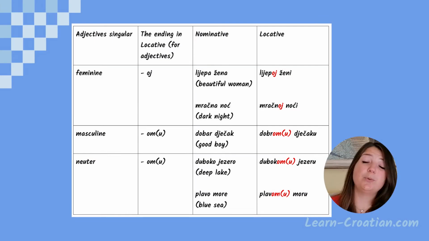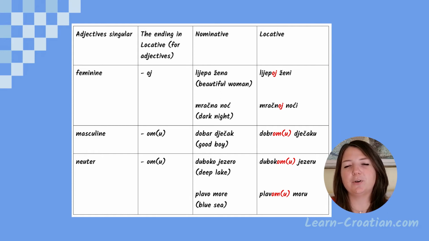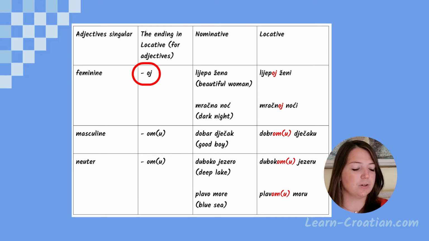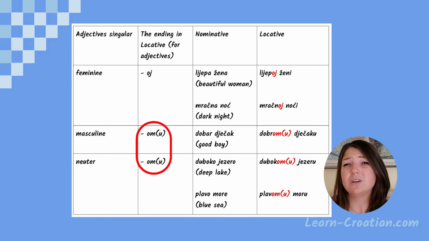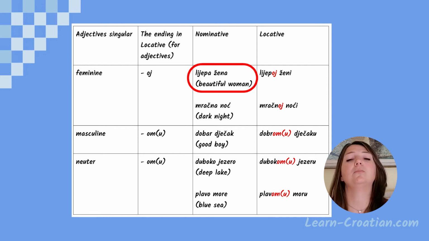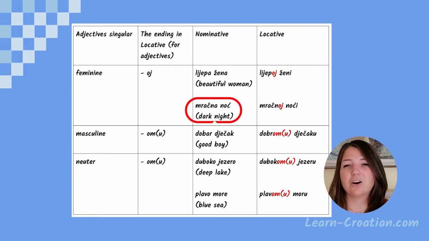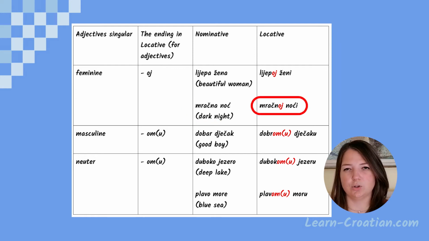Adjectives are quite simple, actually. The ending for the feminine locative adjectives is oj, and the endings for the masculine and the neuter are om or omu, if you want to emphasize the adjective. Okay, so lijepa žena would be the nominative singular, beautiful woman. The locative would be lijepoj ženi, and the dark night, mračna noć, would be mračnoj noći.